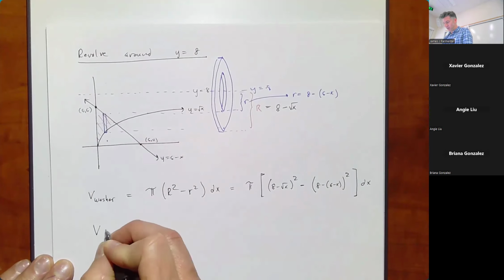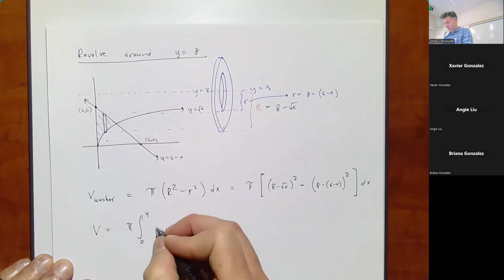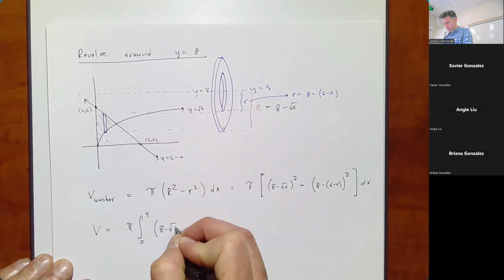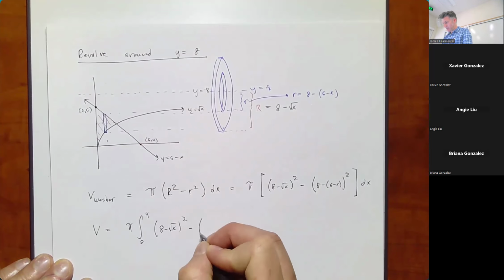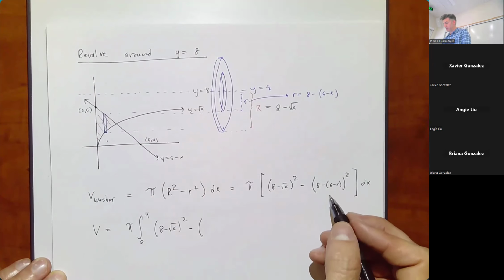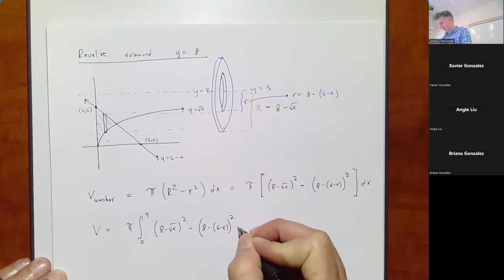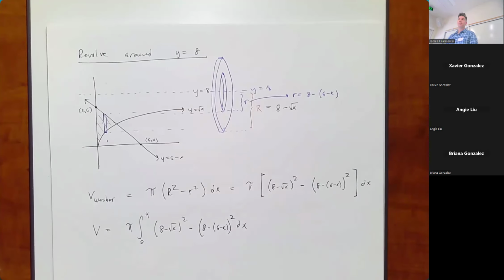So our total volume is still going to be an integral from 0 to 4, holding the pi out in front. And then we've got (8 minus root x) squared minus, you could simplify this, right? 8 minus (6 minus x) is just 2 plus x, but I'm going to write it this way. If you were doing the integral, you would definitely simplify that before you squared it out. So different axes of rotation means your radius is not just your function, but the difference between your function and whatever the axis of rotation actually is.